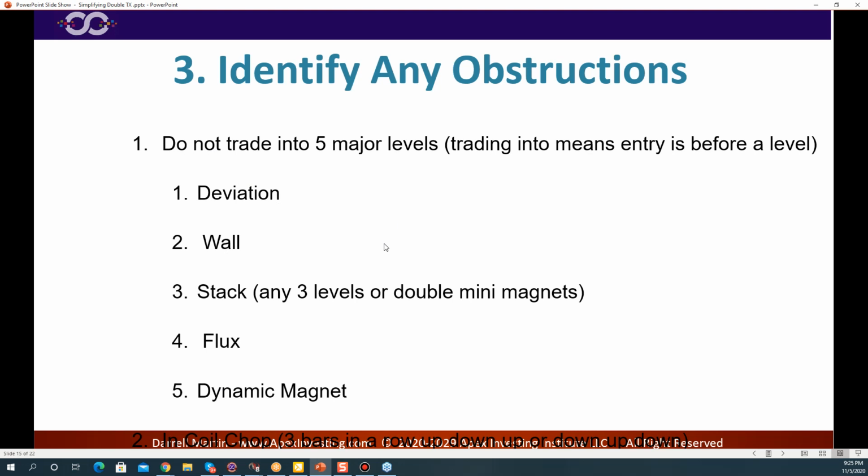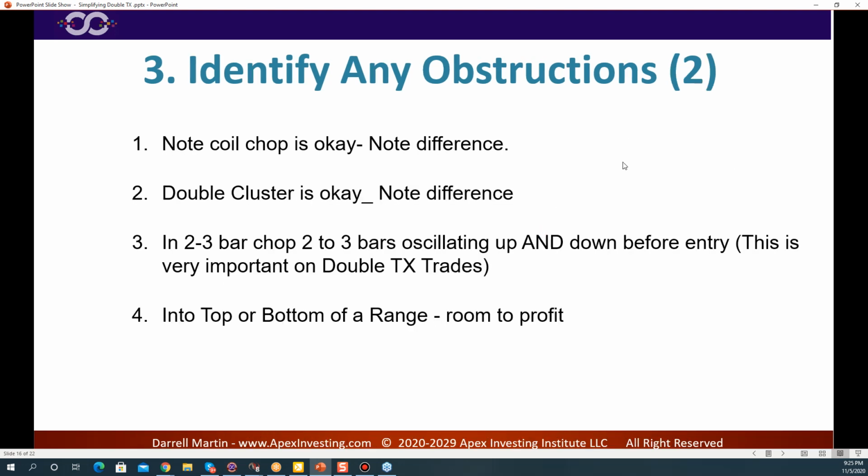But with this trade setup, if that setup happens, we don't trade into one of these levels here. We don't trade into an obstruction. We don't drive down the highway at 70 miles an hour heading straight into a concrete wall. We want to make sure there's clear open road between our entry and where we take our profit. Okay? Second set of obstructions.